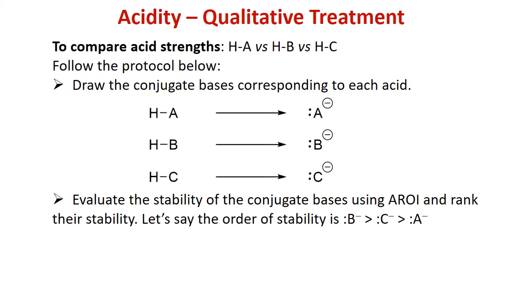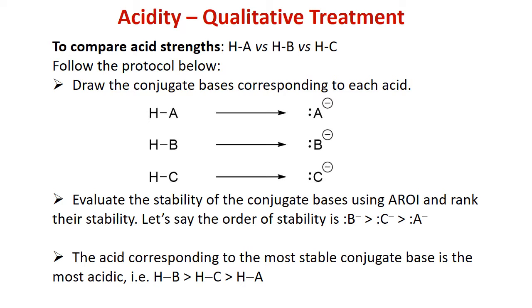Let's say the order is rank 1 is B-, which is more stable than C-, and C- is more stable than A-. The acid corresponding to the most stable base would be most acidic. So in this particular case, the order of acid strength will be rank 1 is HB, which is the most acidic, rank 2 is HC, and rank 3 is HA, which is the least acidic.